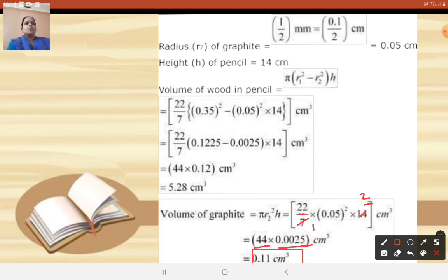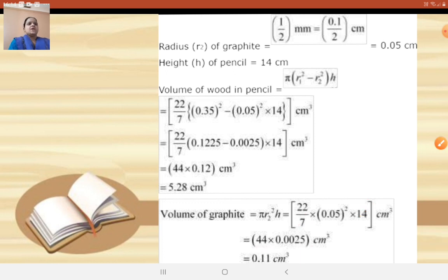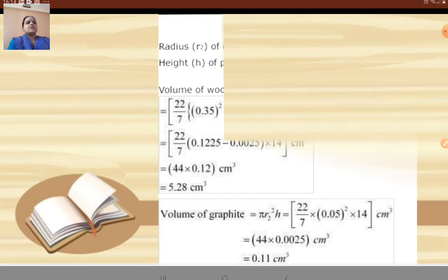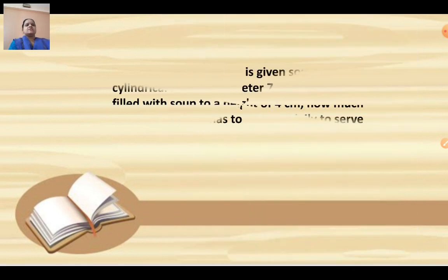The calculations are more, so just don't copy the answer in your book. Solve yourself. Try the calculation by yourself. You will get the same answer. Okay, and this sum can be asked for 5 marks or 4 marks. So practice this sum. Now the next one we will see here.